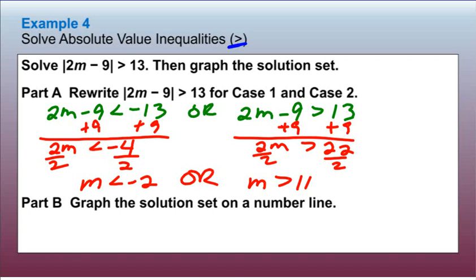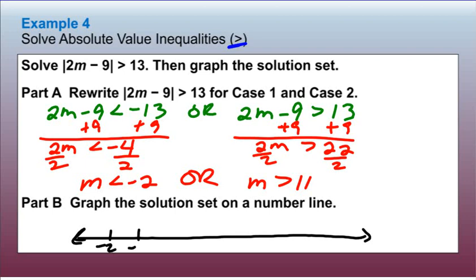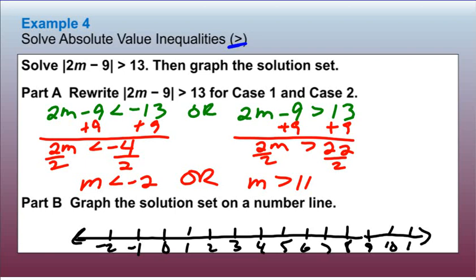So on a number line, I'm going to have negative 2 here, negative 1, 0, 1, 2, 3, 4, 5, 6, 7, 8, 9, 10, 11. Now you can number those any way you want. I just counted by ones. So open circle on negative 2, it's less than, so it goes to the left. Open circle on 11, greater than goes to the right. So again, with or, they go pointing away from each other.